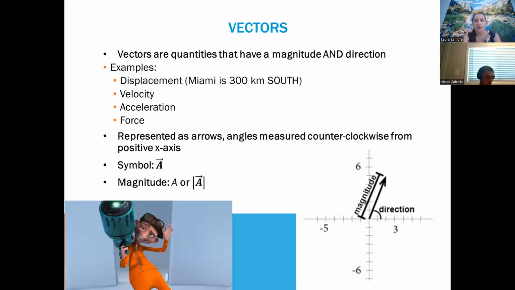Vectors go a step beyond that. So vectors are quantities that have a magnitude, a size, and a direction associated with them. So that would be things like displacement, right? Miami is not only 300 kilometers away, it is 300 kilometers south of Melbourne. Velocity doesn't just tell us how fast we're going, it tells us how fast we're going in a particular direction.